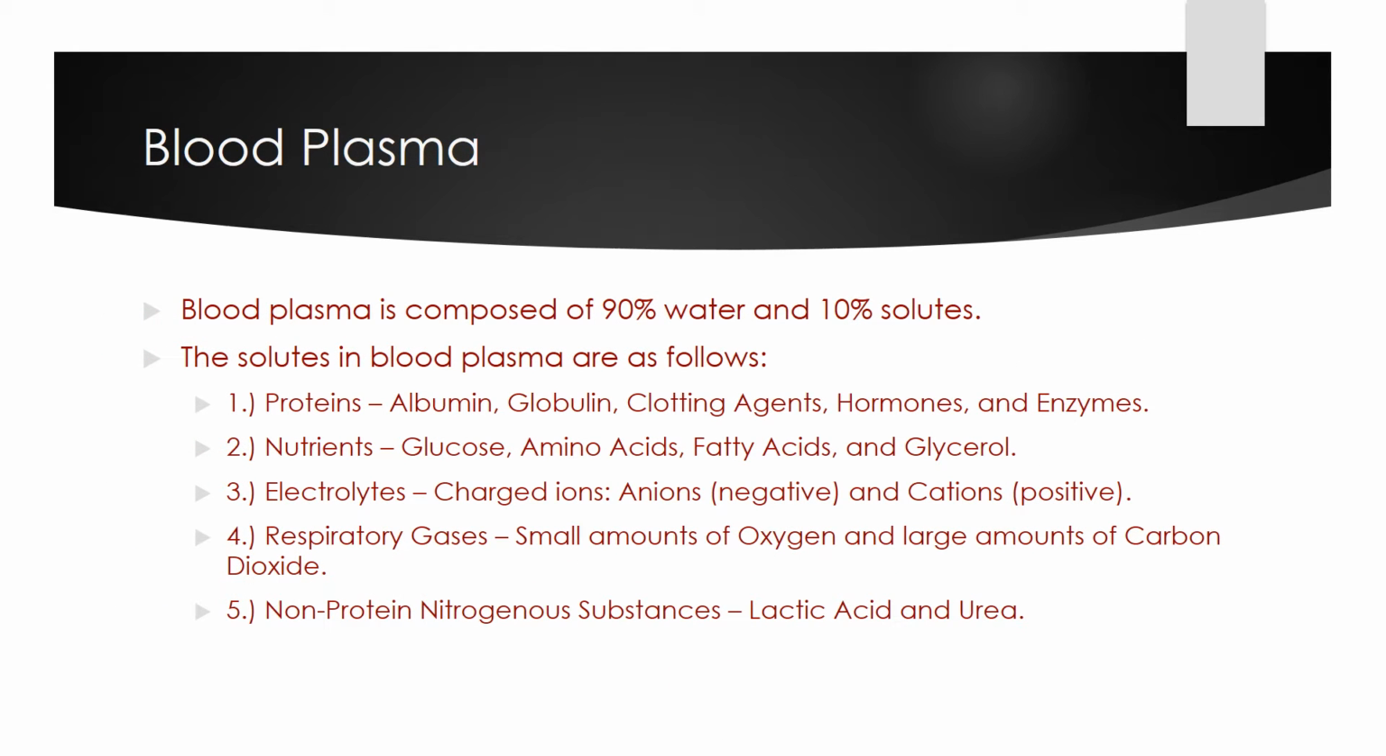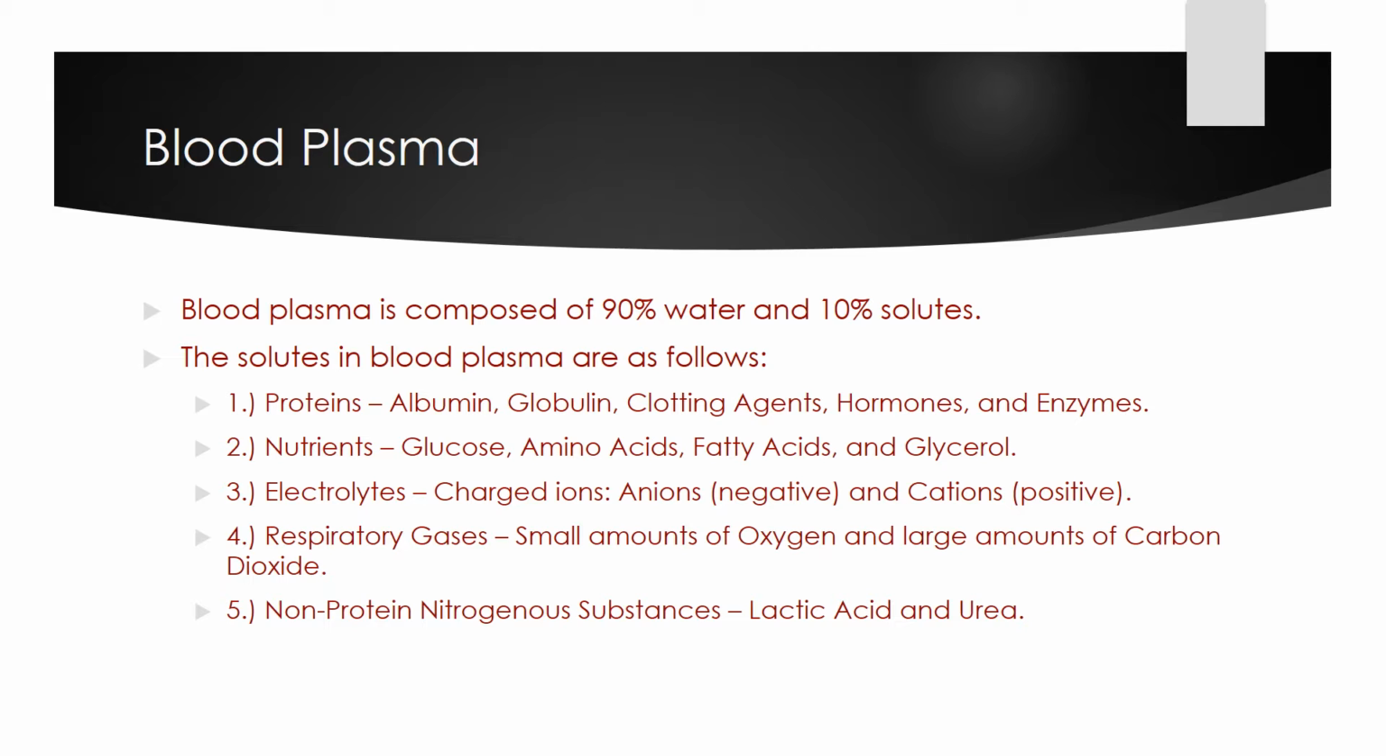This next slide is pretty self-explanatory. The blood plasma is mostly made of water, 90%, and only 10% has solutes. The solutes of blood plasma are listed as follows. We have proteins. The proteins are made up of albumin, globulin, clotting agents, hormones, and enzymes. It also has nutrients, which are glucose, amino acids, fatty acids, and glycerol.